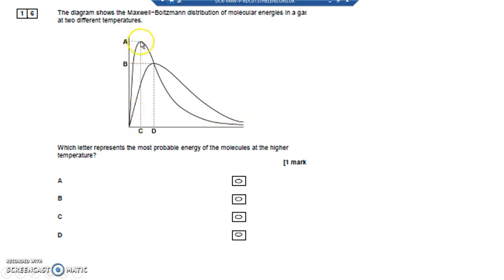So A would be the number of particles with the most probable energy, C, at the lower temperature. B is the number of particles with the most probable energy at the higher temperature, and D is the energy that most particles have, the most probable energy of the molecules at the higher temperature, because along the bottom is energy. So it was always going to be C or D if you knew that the x-axis was energy, and C is at the lower temperature, D is at the higher temperature.